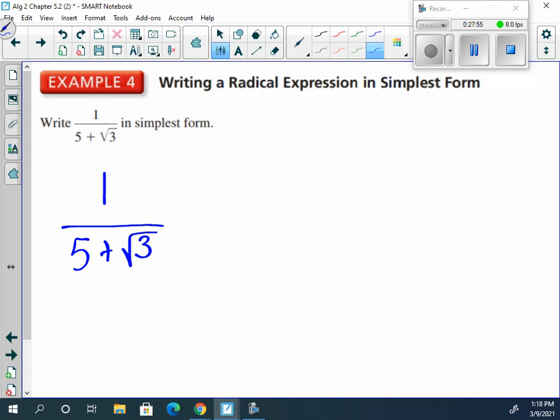Again, we cannot have square roots in the denominator. We cannot have radicals in the denominator. So we're going to use our irrational conjugates. And what that means is we're going to multiply this by 5 minus the square root of 3. We change the sign in front of the radical, and we're going to multiply it. So we're just changing the sign in front of the radical.